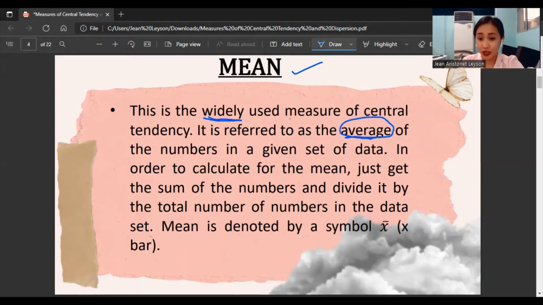It is referred to as the average. I think you're familiar with that word, average, of the numbers in a given set of data. In order to calculate the mean, just get the sum of the numbers and divide it by the total number of numbers in the data set. The mean is denoted by the symbol X bar. So again, to get the mean, simply add all the numbers in the data set and then divide by how many numbers there are. Let's have an example.